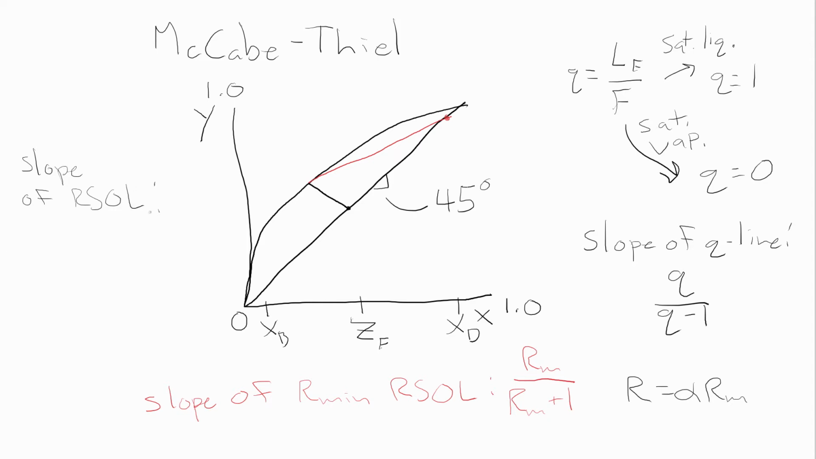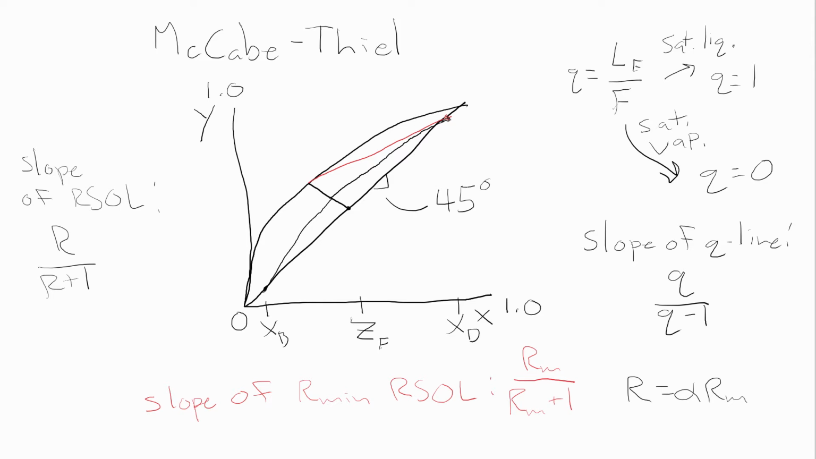This is the same equation. It is simply R over R plus 1. This allows us to draw in the actual rectifying section operating line, which is going to have some slope less than the slope of the Rmin rectifying section operating line. We then draw in the stripping section operating line from the intersection of the Q line and the rectifying section operating line to XB, rather, on the 45-degree line.